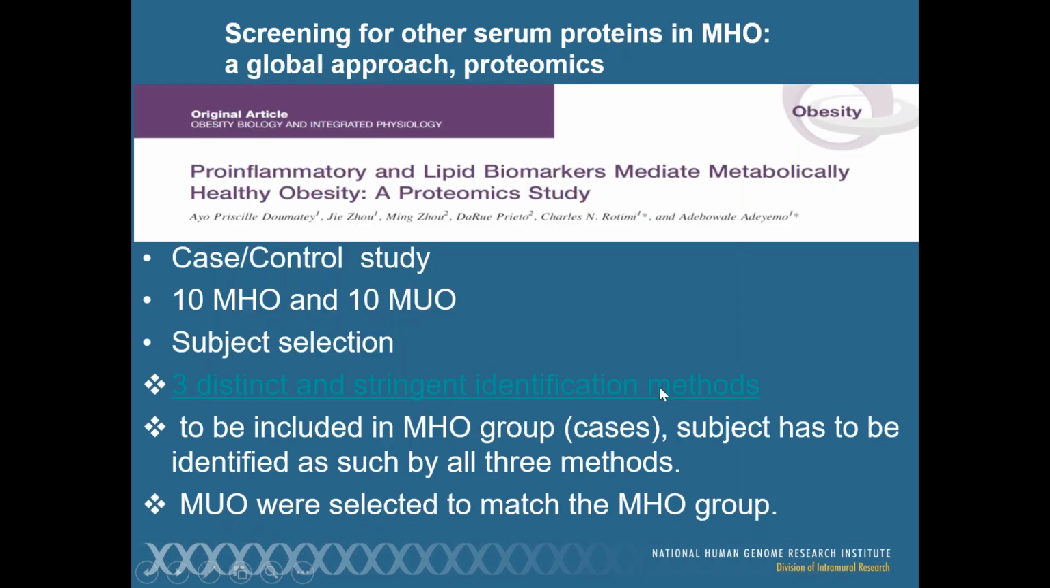So now, instead of just looking at one molecule, we know that in obesity, there are many molecules that are actually released. So what we did is to use a very strict definition. We picked all the different definitions that have been used in the literature. And before you can be in this study, you have to be defined as metabolically healthy by all 3 definitions. So when we do that, we end up including in this study 20 individuals, 10 healthy and 10 unhealthy. And because the prevalence is higher in women, it ends up being all women in this particular study.